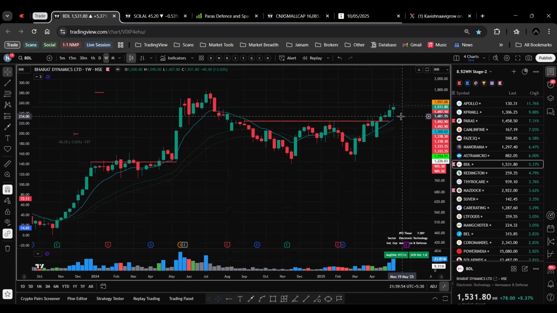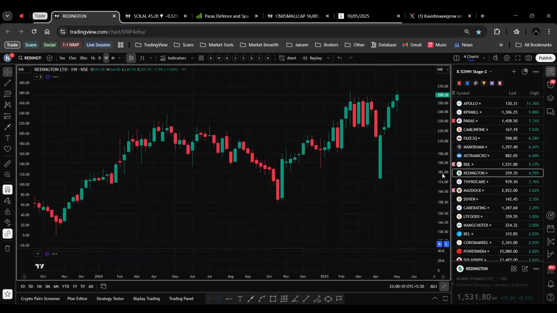Whatever base forms after this, I personally feel I would be very comfortable trading that. Good for people who traded this and are making money. But I would put this in my watch list and track it for a couple more months.